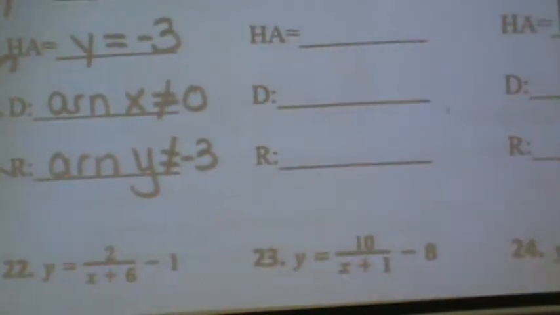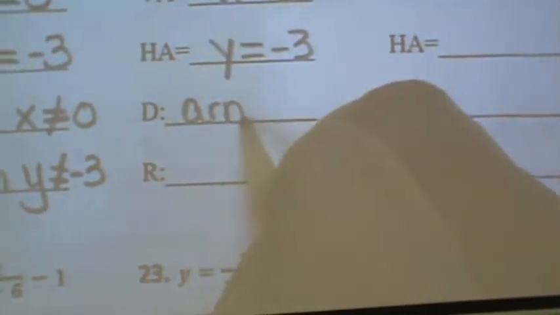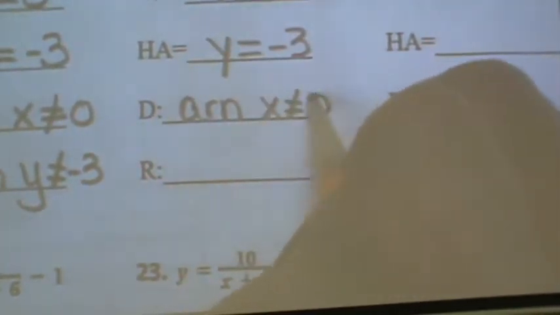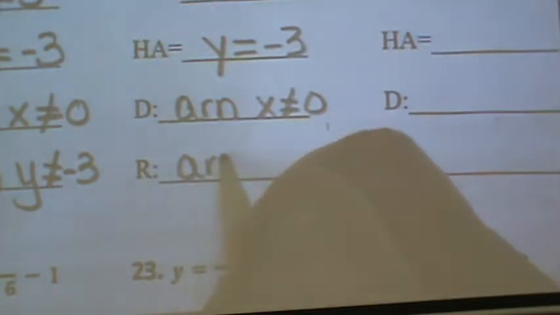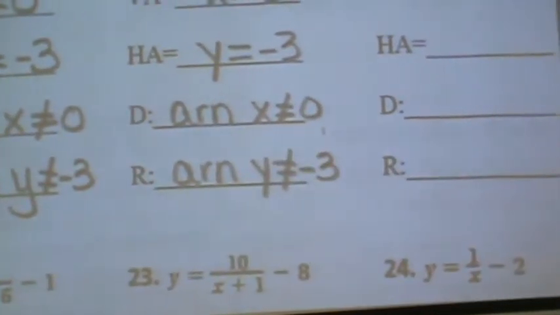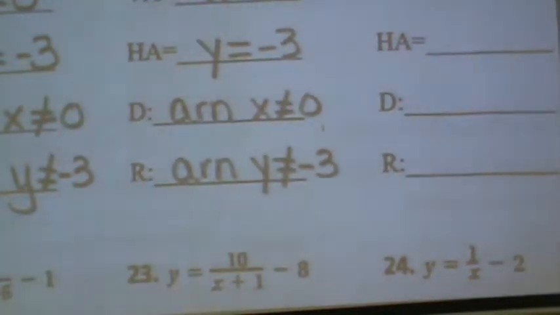Okay, I want to hear you guys. The next one, 19. What's your vertical asymptote? X equals 0. Don't forget x equals. What's your horizontal? Y equals -3. What's your domain? All the numbers, x can't equal 0. Yep, and what's your range? All real numbers, y cannot be -3.